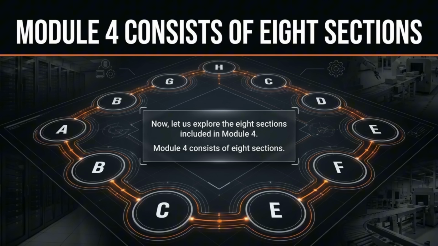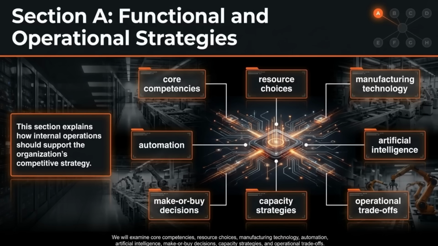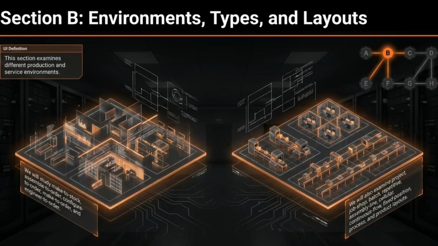Module 4 consists of 8 sections. Section A, Functional and Operational Strategies. This section explains how internal operations should support the organization's competitive strategy. We will examine core competencies, resource choices, manufacturing technology, automation, artificial intelligence, make or buy decisions, capacity strategies, and operational trade-offs.